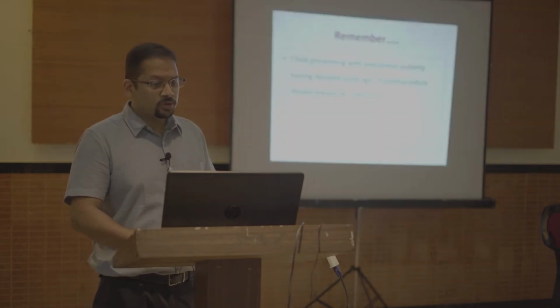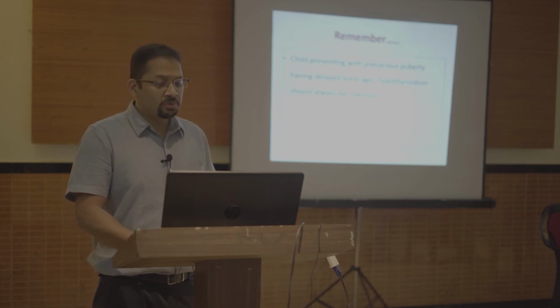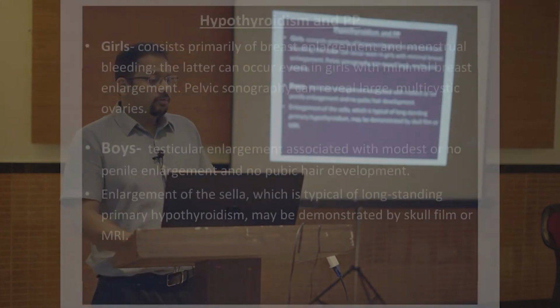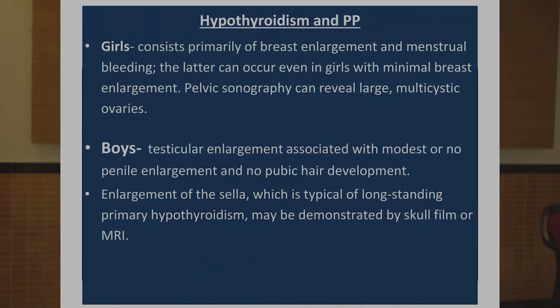So some special scenarios, like a child presenting with precocious puberty with delayed bone age: hypothyroidism should always be ruled out first. And why hypothyroidism and precocious puberty? Girls have primary breast enlargement and menstrual bleeding, the latter can even be seen with minimal breast enlargement, and pelvic sonography in such conditions shows multicystic ovaries. Boys have testicular enlargement with modest or no penile enlargement and no pubic hair development. The enlargement of the sella, which is typically seen in patients with hypothyroidism, can be seen on a simple lateral X-ray of the skull, where the sella is enlarged.